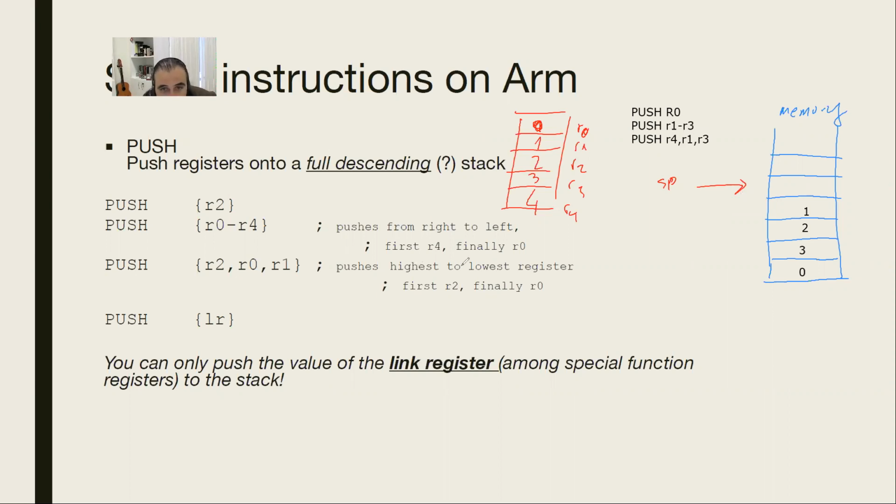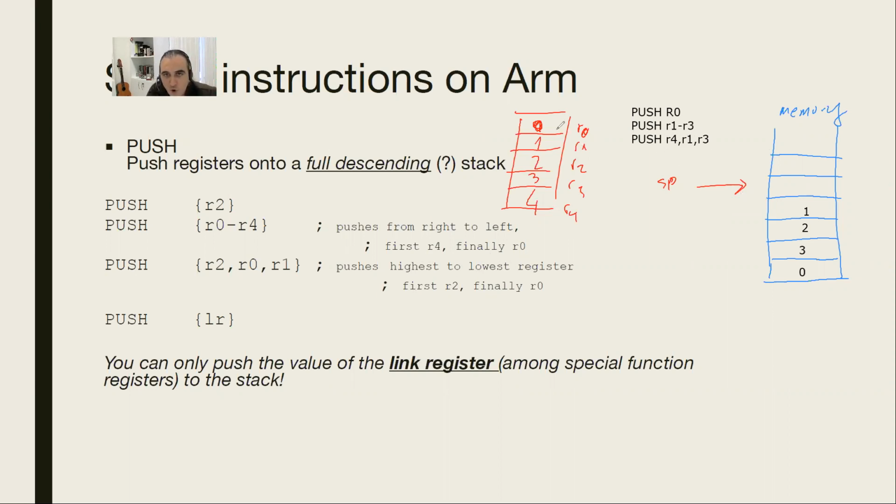Pushes the highest to lowest. So first the highest register. What does it mean? The R number means the highest. So R4 is the highest, not the value. It's the index. When it says highest or lowest, it's talking about the index of the register.